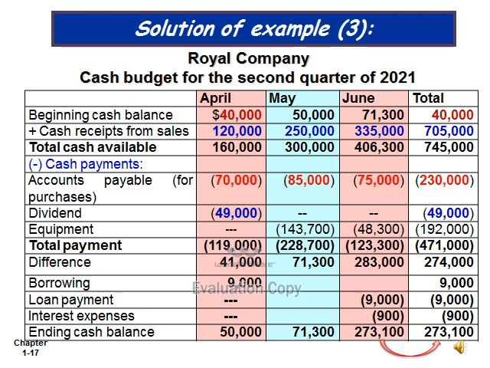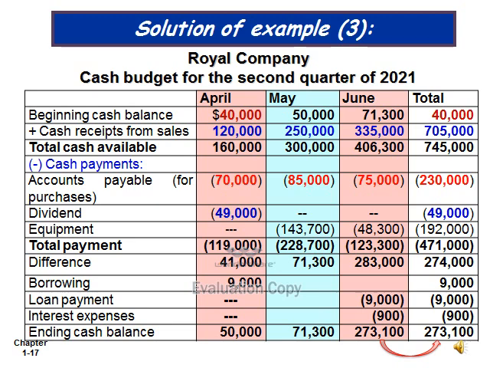The total in this cash budget: the beginning cash balance of $40,000, which comes from April, plus cash receipts from sales of $705,000, equals total cash available of $745,000, minus cash payments. Accounts payable for April, May, and June: $70,000 plus $85,000 plus $75,000 equals $230,000. Minus dividend $49,000, minus equipment, the total equipment being $192,000.